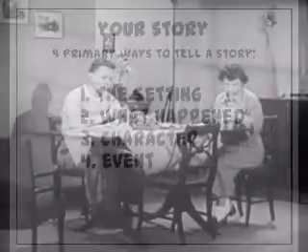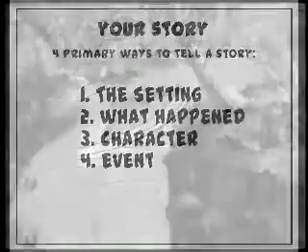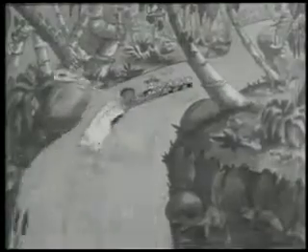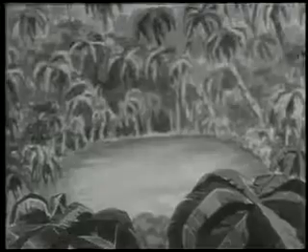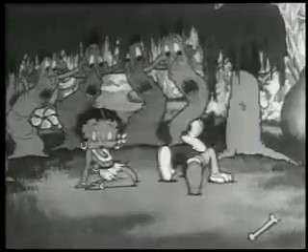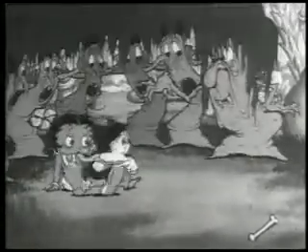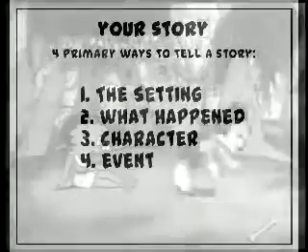Now there are four primary structures as far as how to tell a story: the setting, what happened, character, and event. So let's look at the setting. In the setting structure, a character enters and then leaves a place. So the character enters an environment, the story takes place in that environment to its conclusion, and then the character leaves the environment.